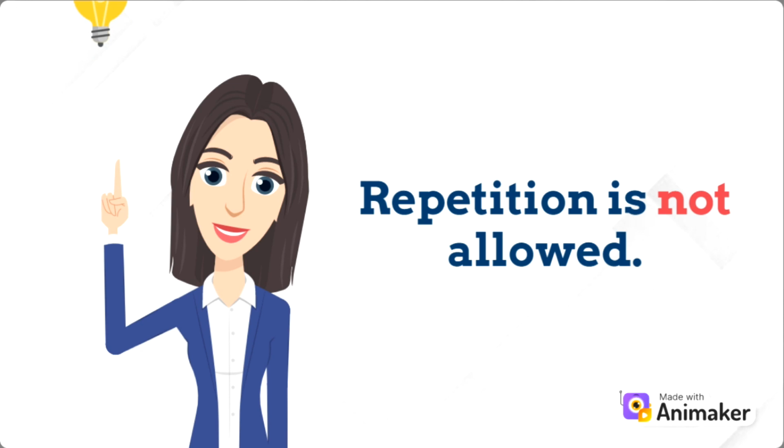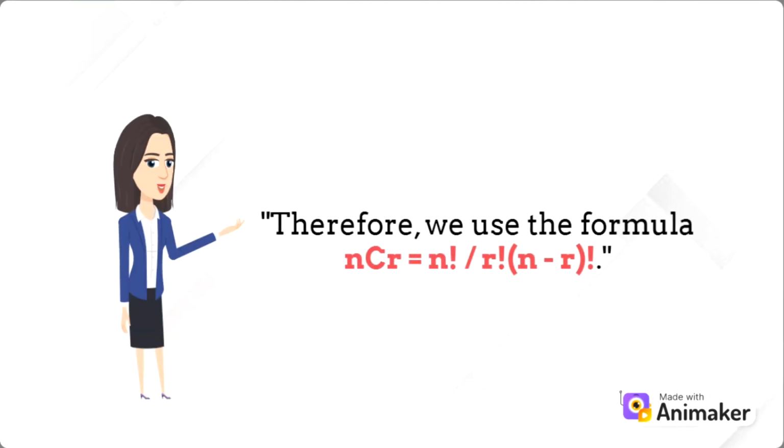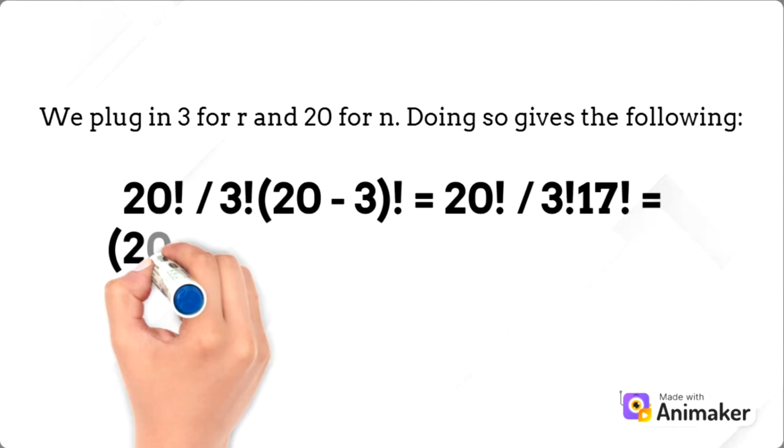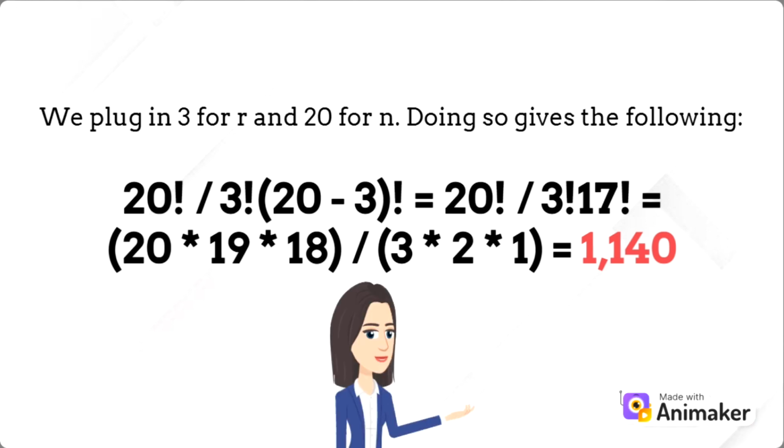Based on this information, we use the formula: the combination of n taken r at a time is equal to n factorial all over r factorial multiplied to n minus r factorial. Substituting 3 for r and 20 for n will give us the following. Therefore, there are 1,140 ways to choose 3 representatives from a group of 20.